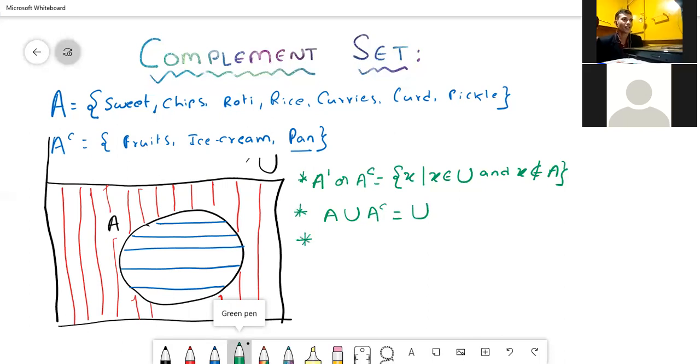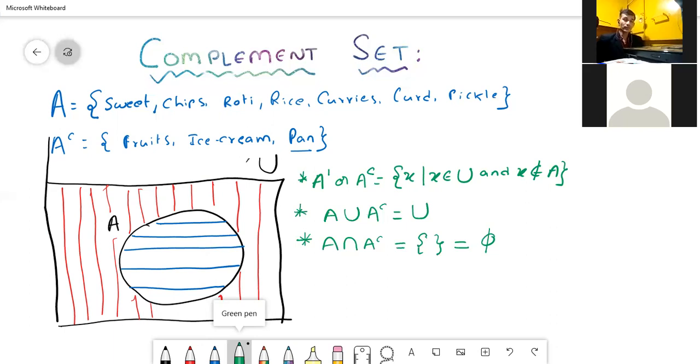And if you want any common elements which are both in A and A complement, see, A complement is the elements which are not in A. So we cannot have common elements. It will be the empty set, which you can denote with the letter phi. Okay, this is about complement set.